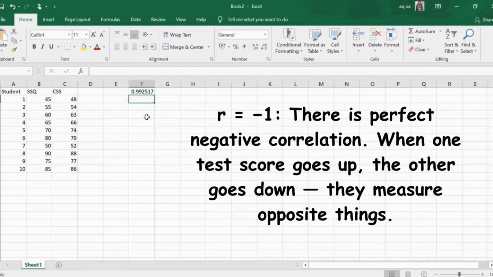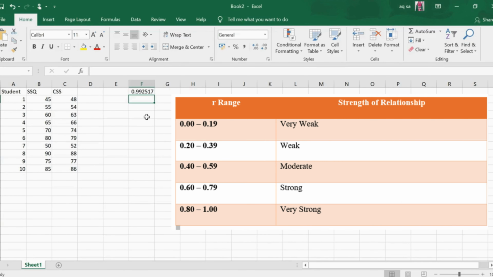They measure opposite things. Usually, researchers interpret the strength of correlation like this, as you are seeing in this table. If the R range is 0.00 to 0.19, then the strength of relationship is very weak. But if it is between 0.80 and 1.00, then the strength of relationship is very strong.